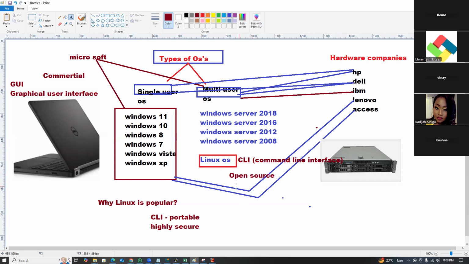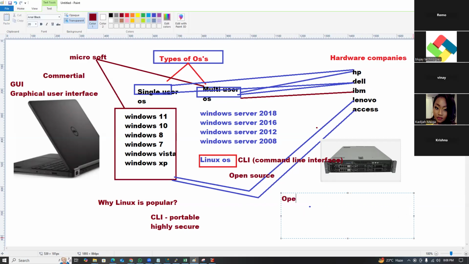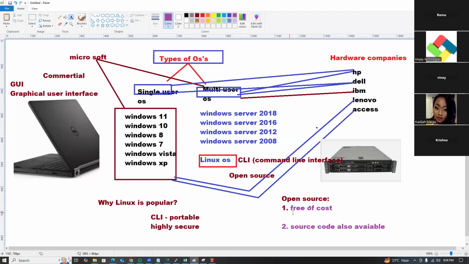So what is open source meaning, guys? Here we have two points. One is free of cost. It's freely available, and source code is also available. So open source is nothing but free of cost, and source code is also available.